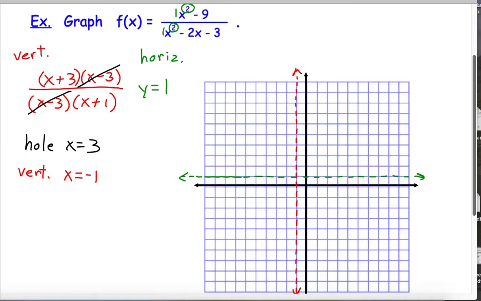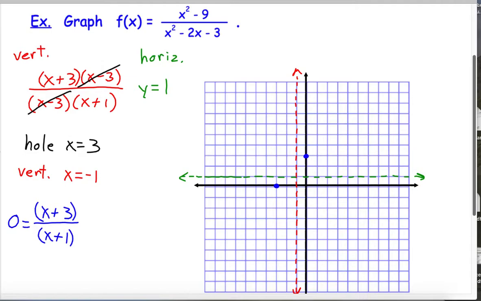And we know there's a hole at 3. So now let's go ahead and pick some values. What I'm going to do here is look at x plus 3 over x plus 1, because whatever we plug in for x, the x minus 3's are going to cancel each other out anyway. So what would make this function 0? This will equal 0 when x is -3, so I know that's an x-intercept. How about a y-intercept? The y-intercept is when x equals 0. If I plug in x equals 0 into my function, I'm going to get -9 over -3, which is 3. So (0, 3), (-3, 0).